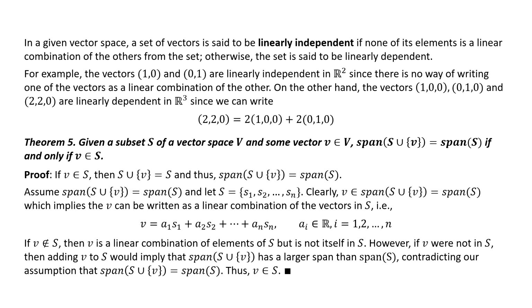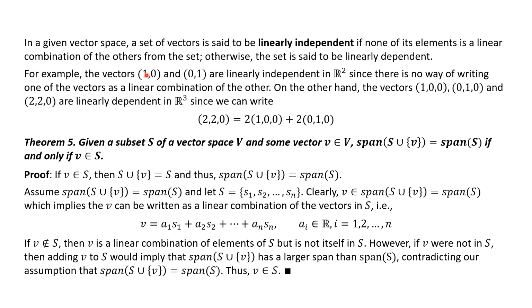Let's start with the definition of linearly independent. In a given vector space, a set of vectors is said to be linearly independent if none of its elements is a linear combination of the other elements in the set. Otherwise, we say the set is linearly dependent. So let's look at a couple examples.